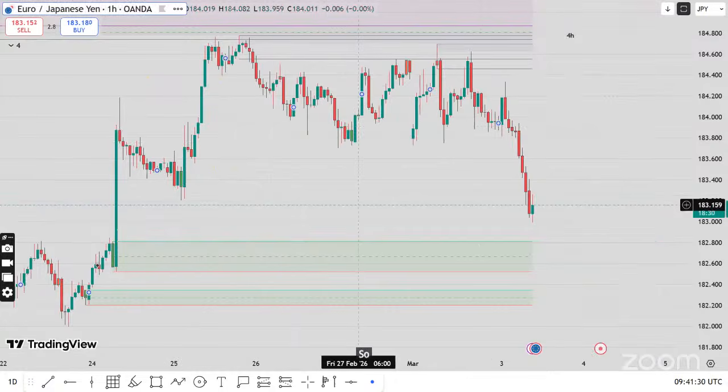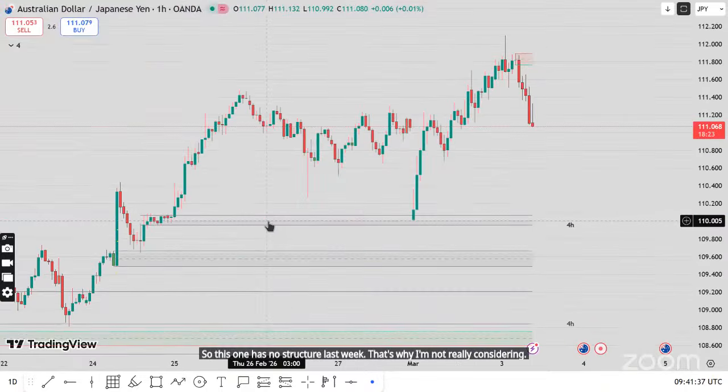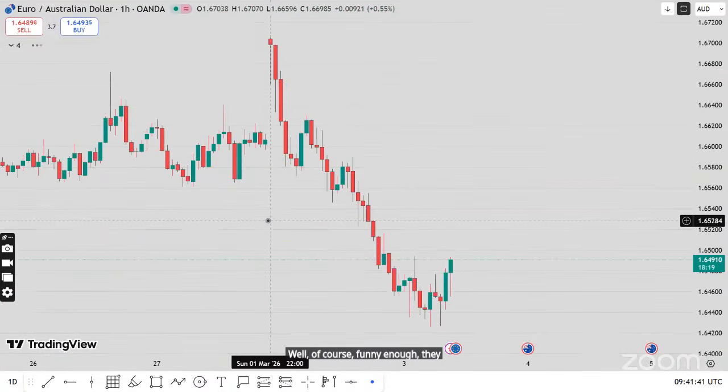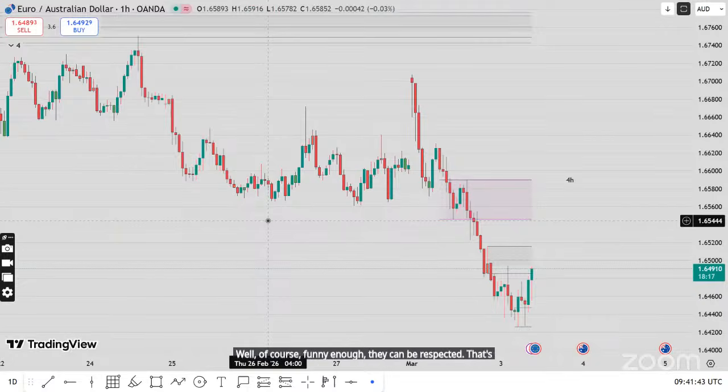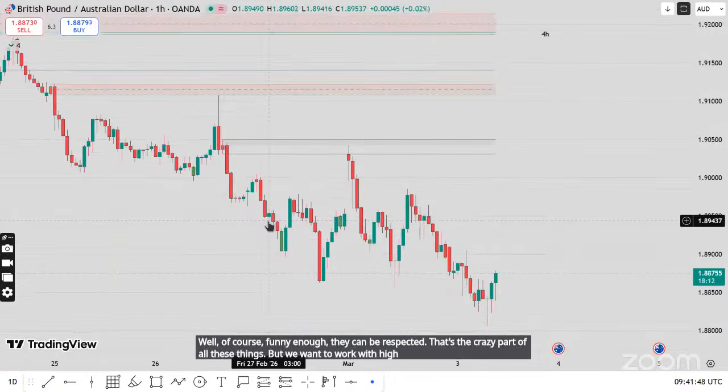So this one has no structural sweep. That's why I'm not really considering it. But of course, funny enough, they can be respected. That's the crazy part of all these things. But we want to work with high probability setups only.